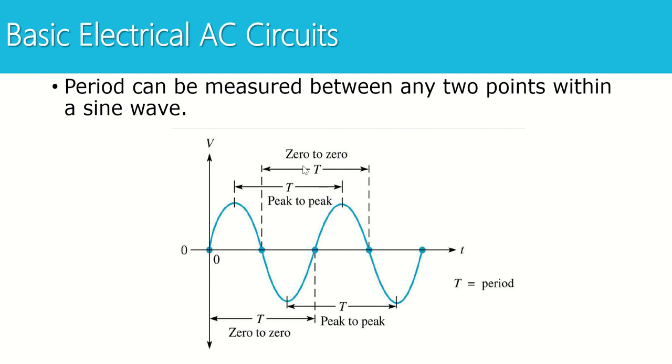We have 0 to 0 right here again. Now these are our negative crossing zeros. When it crosses from the positive y-axis to the negative y-axis, that's a negative crossing 0. So we can measure from that 0 to that 0, or we can measure from negative peak to negative peak. Any 2 corresponding points on the wave can be used to measure period, as long as there are 2 corresponding and consecutive points along the path of the wave.